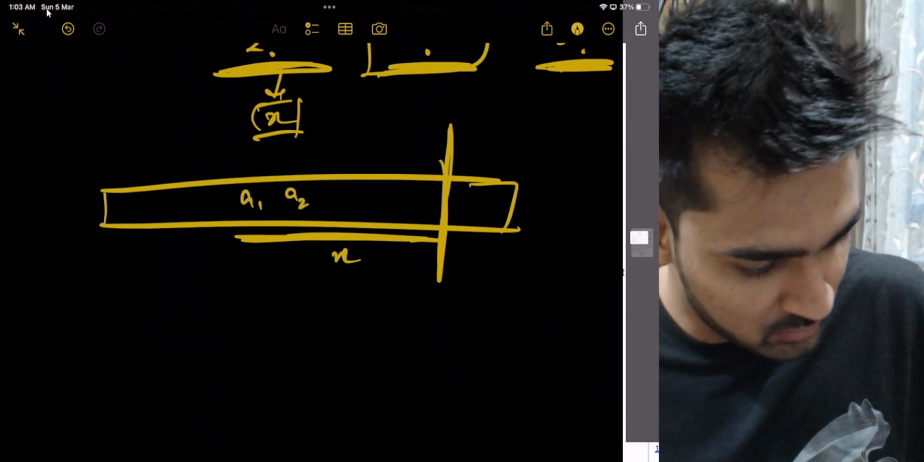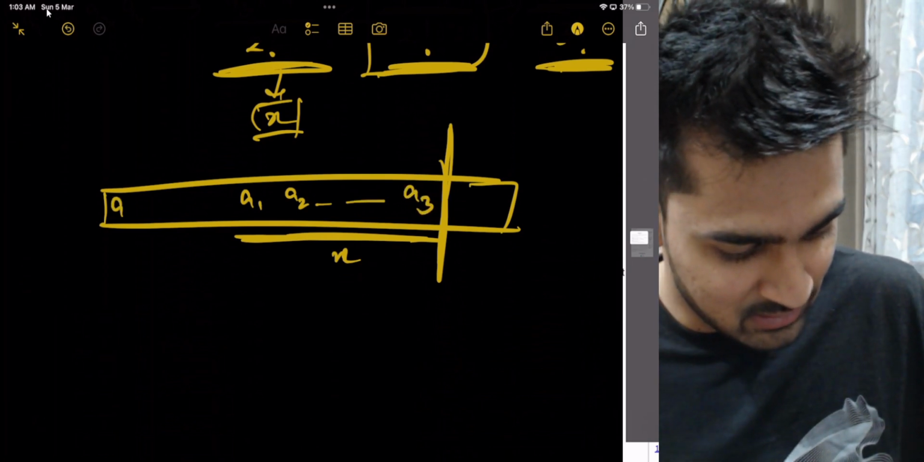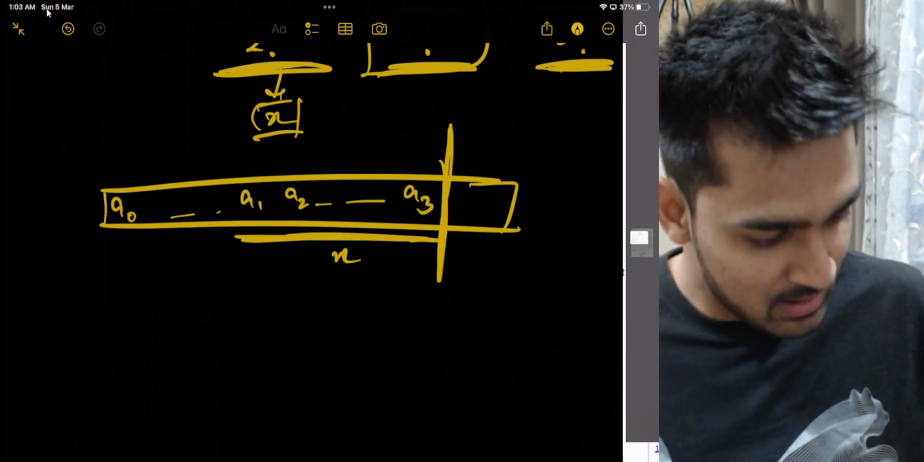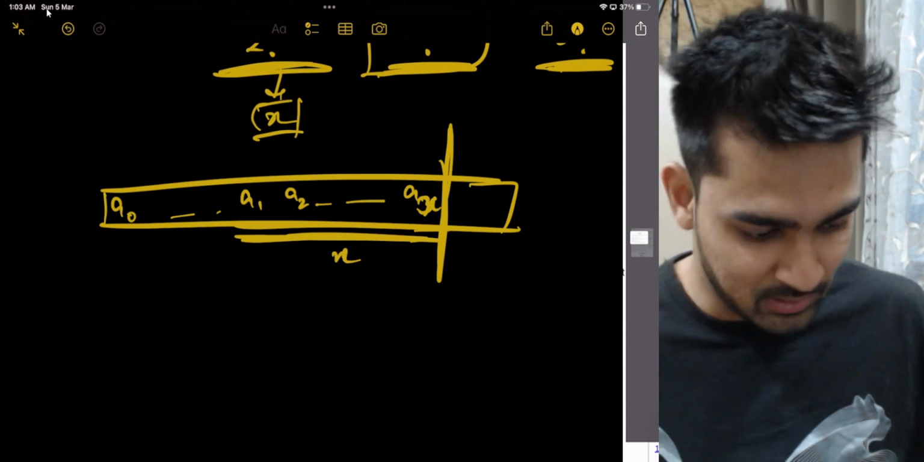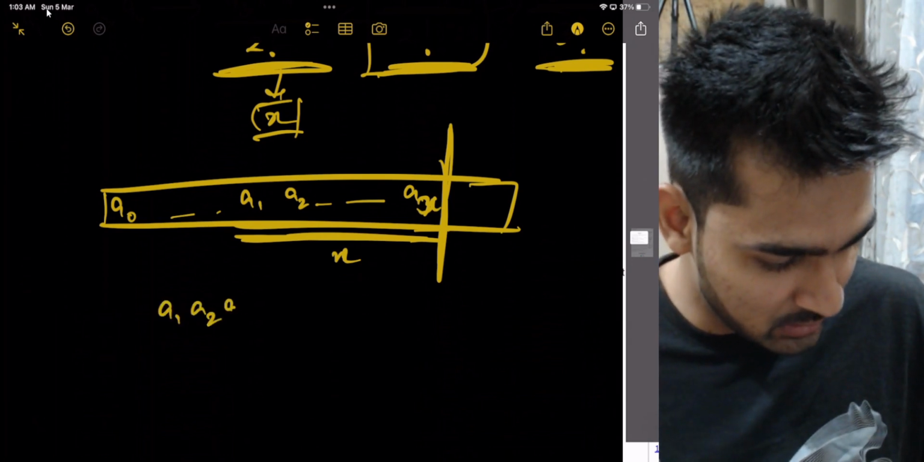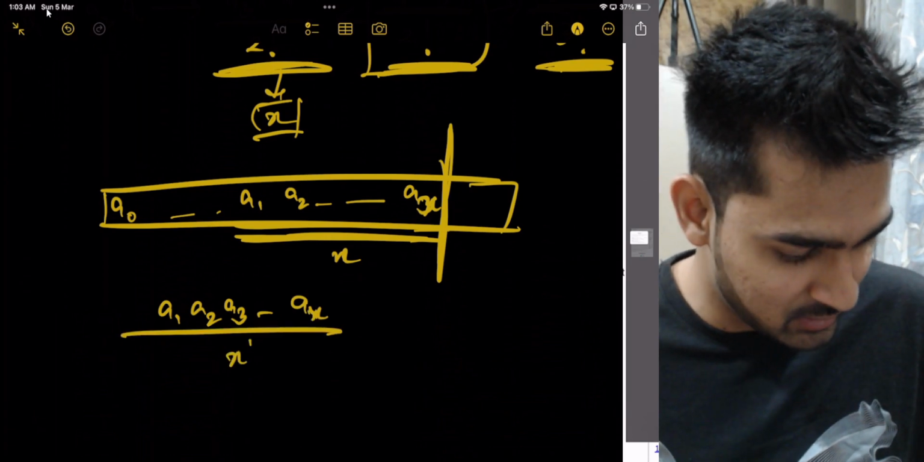A1, A2, so on till AX. Okay, we had some more values. This is like A0 and something else. Okay, the answer came from all these values. So this is AX. The answer was A1, A2, A3, so on till AX divided by x factorial.